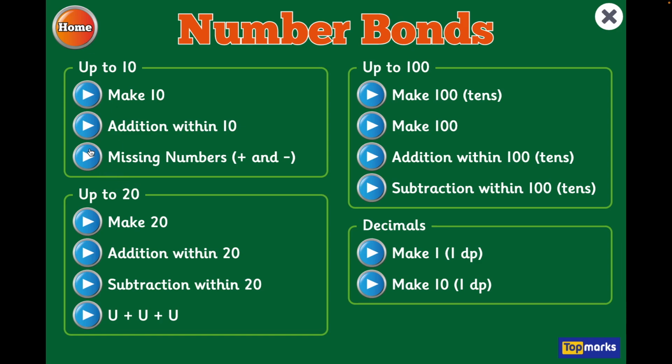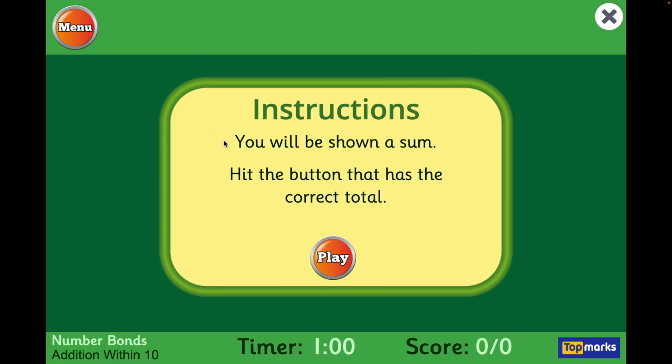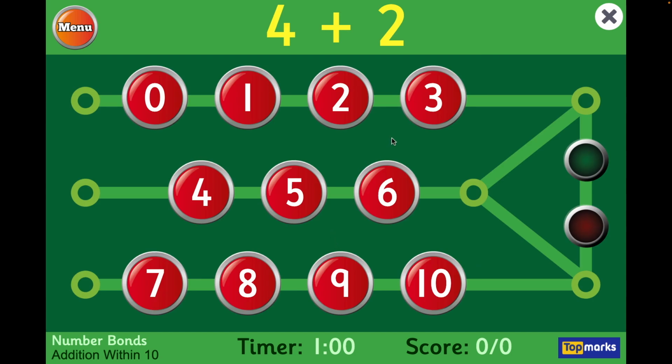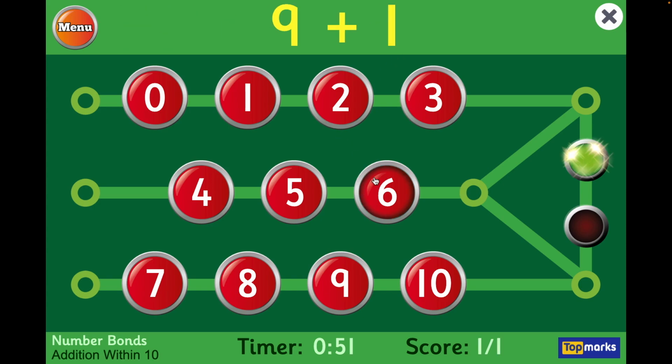Let's look at some more. They have addition within 10. So before we thought about what we needed to add on to get to 10, here we're looking at the addition expression. 4 plus 2 is 6. So it's any sum within 10.